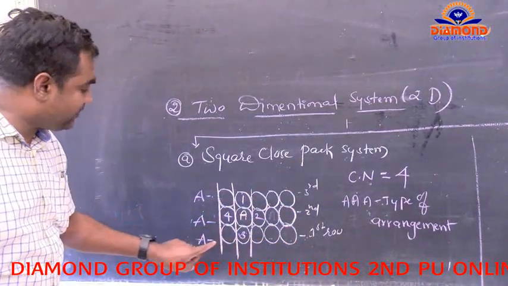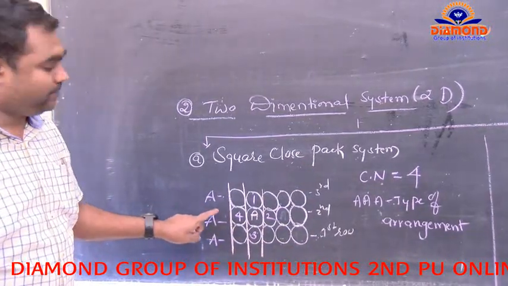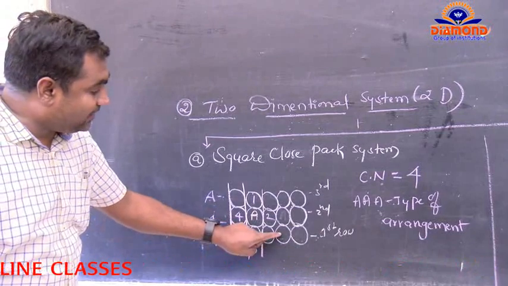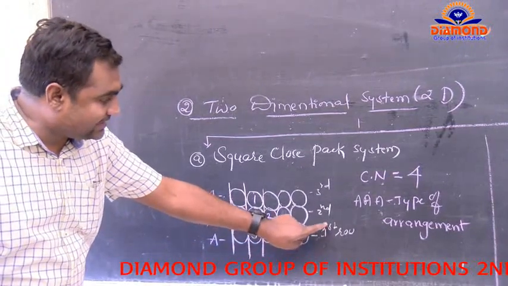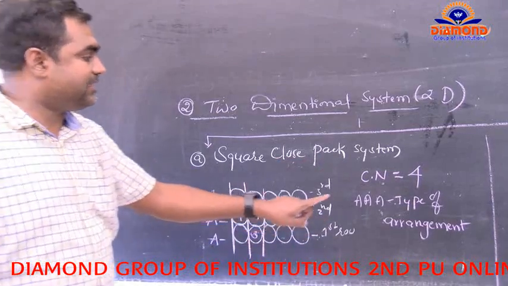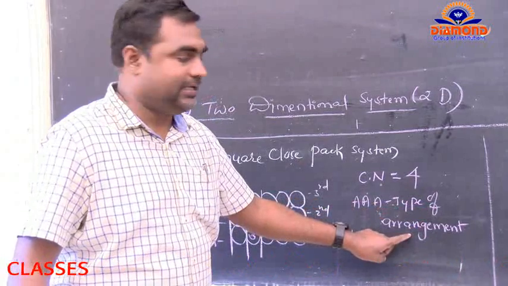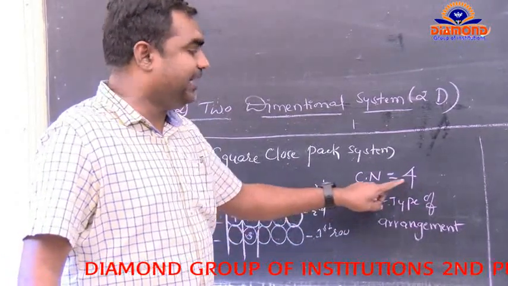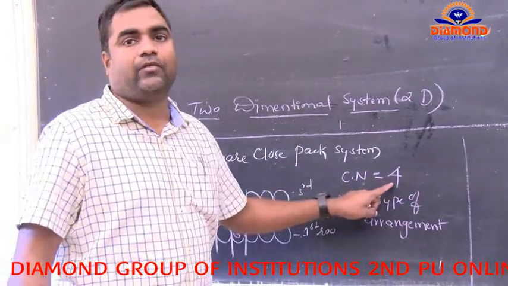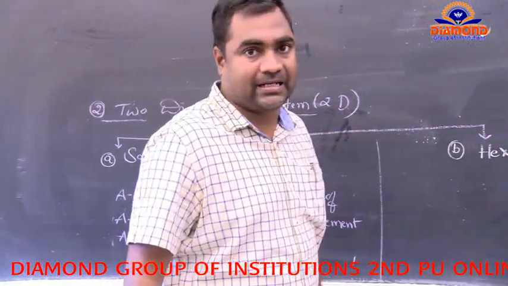So this type of arrangement is called AAA type of arrangement. All the atoms in the layers, first layer, second layer, third layer are similar. That's why this type of arrangement is taken as AAA type of arrangement. Here the coordination number is 4. Coordination number 4.